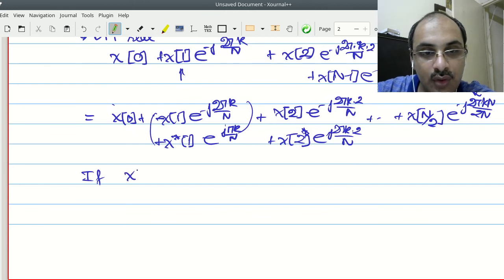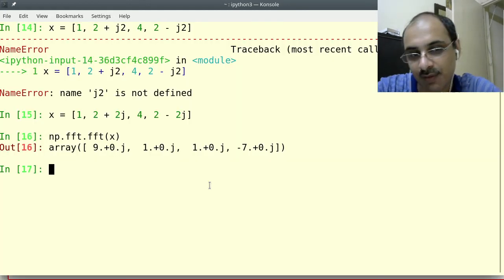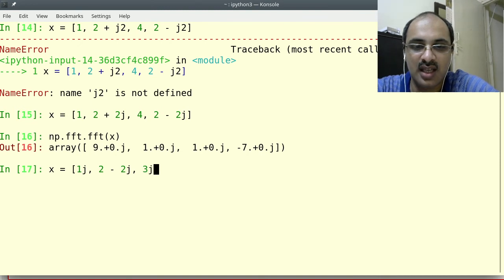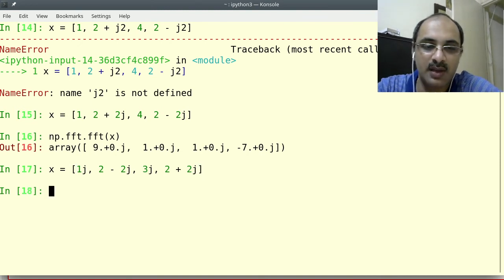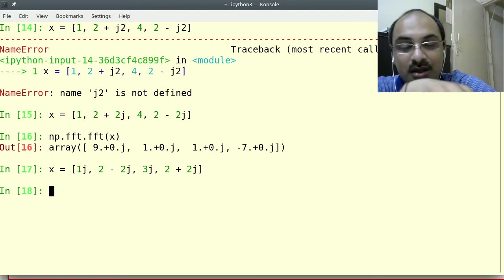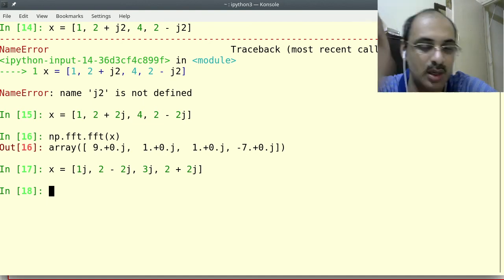Similarly, if you have an odd sequence, you have the DFT to be purely imaginary. How? Very easy. For example, take this sequence: 1j, 2 minus 2j, 3j, 2 plus 2j. This is meant to be an odd sequence, because if you look at x of minus n star, it is minus xn. That will be a property over here.